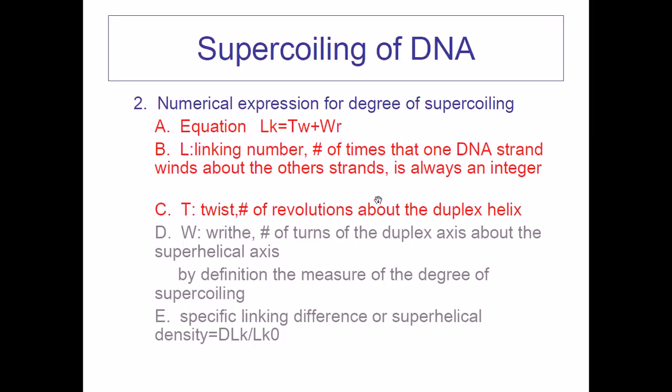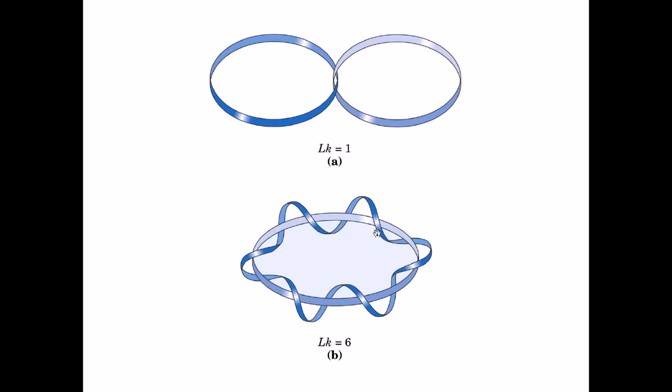Actually, these are not separate DNAs. These are the same DNA and different strands. So it is the number of times the strands are coiled with each other. In this case once, in this case 6 times. So the linking number in this case will be 6.